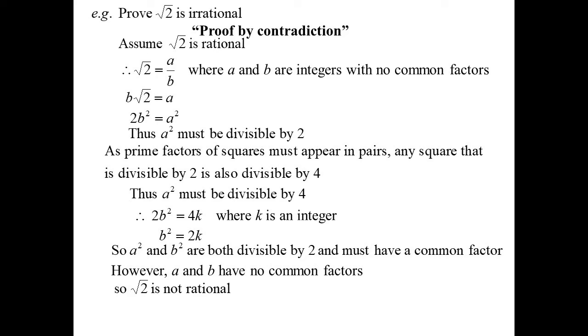So I go for the other case. Square root of 2 is not rational. In other words, it is an irrational number. That's a proof by contradiction.